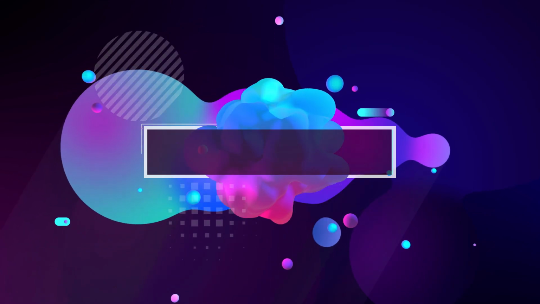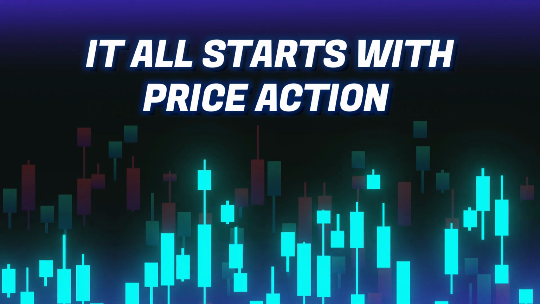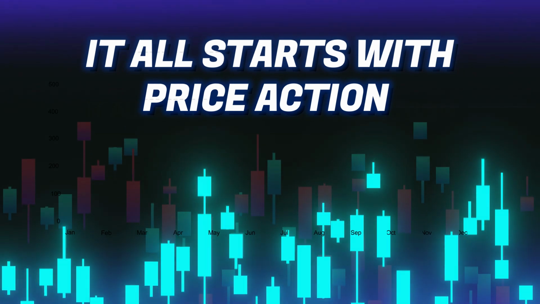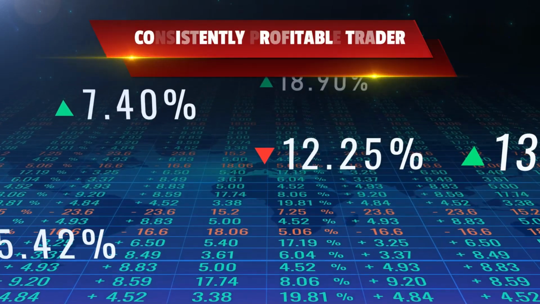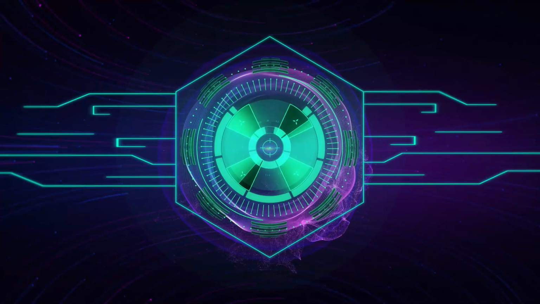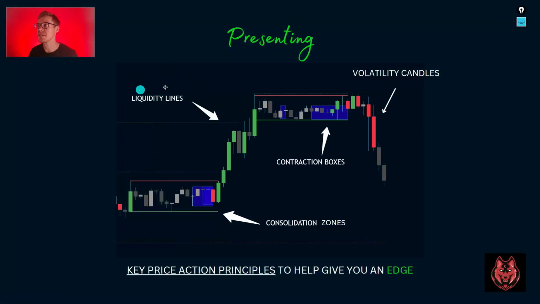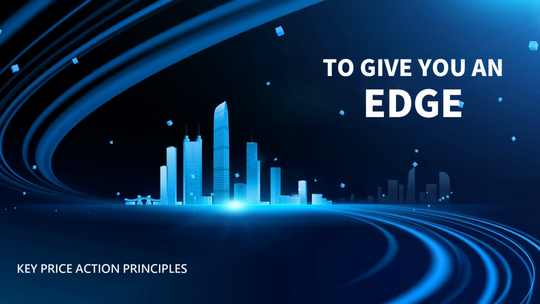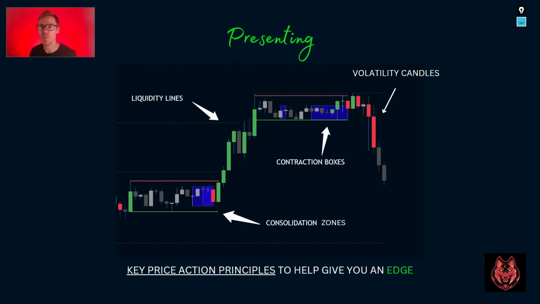The best smart money indicator for TradingView. It all starts with price action. Understanding core price action principles is the key to becoming a consistently profitable trader. I present to you the ultimate smart money indicator, which is comprised of liquidity lines, volatility candles, contraction boxes, and consolidation zones. These are the key price action principles to help give you an edge in the market.